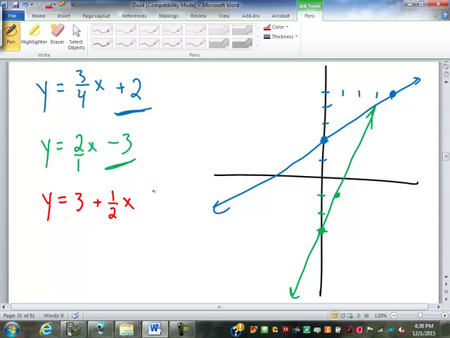How about this one? Where do I start? Okay, yeah, the 3. Even though it's in the front, we're used to it being at the end, but it's in front this time. It's still 3 being added to the variable. So we're going to start here at positive 3. From there, what's our slope? 1/2. So from that point, we're going to rise 1, run 2. Very good.